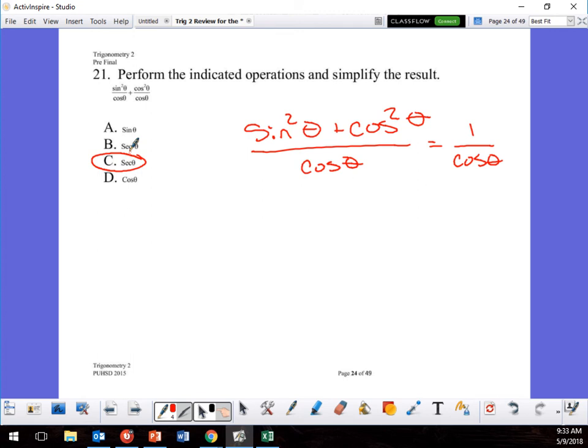So if we had to do like the x, y's, and r's, I would actually do that one. But this one right here, since sine squared plus cosine squared will always give me 1, that eliminates all the work. I really don't have to do much. I just have to know that sine squared plus cosine squared is always going to give me 1.